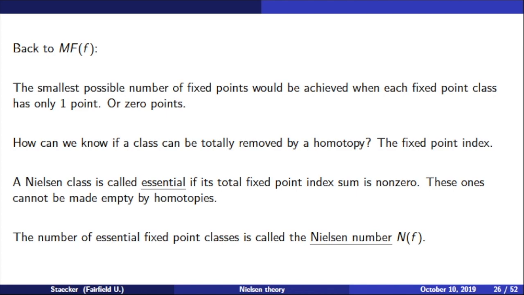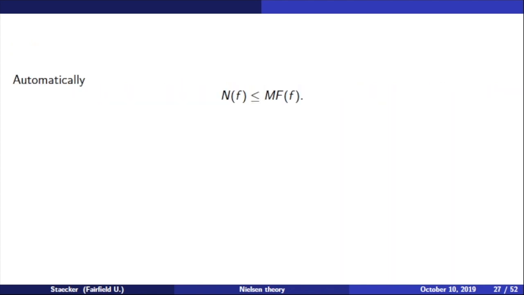So to find the Nielsen number, you figure out what all the fixed point classes are, and you find the index of each one. And the number of classes which are not index 0, that's called the Nielsen number. All right. And this is not easy to compute. But anyway, it is automatically true that the Nielsen number is a lower bound for the minimum number of fixed points of your function because of everything that I just said.